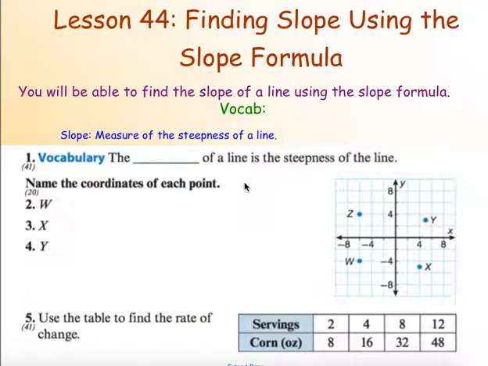Algebra 1 lesson 44, and we'll look at 45 as well. But first, we are finding the slope using the slope formula. So we're looking at two different coordinate points and using the slope formula to find a slope between those. So slope, remember, is just a measure of how steep a line is.